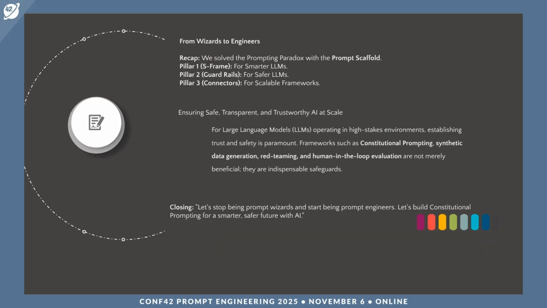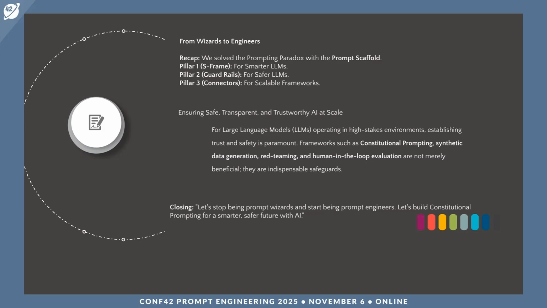So, with that said, I just want to conclude with 3 points right here. The first point is that the constitutional framework, the prompt framework which we spoke about, helps us move away from being prompt wizards to being prompt engineers, right? So how do we achieve prompt engineering? By bringing in the three constitutional pillars: structured frame for smarter LLMs, guardrails for safer LLMs, and the connectors, which is pillar three, for a scalable framework.